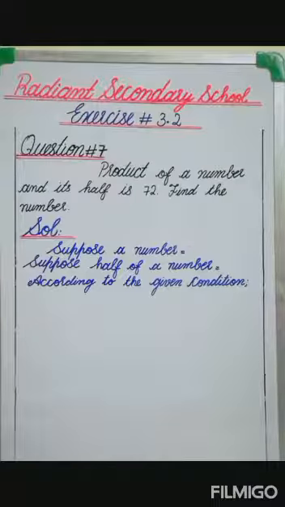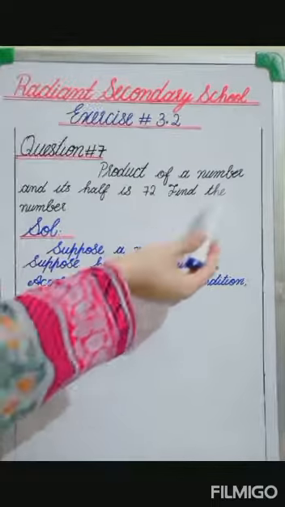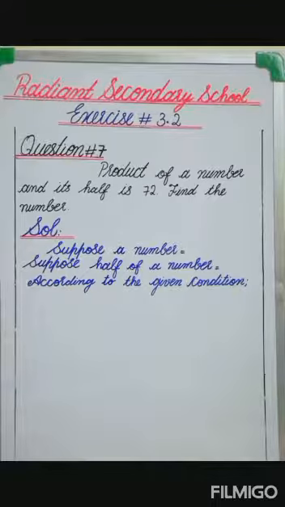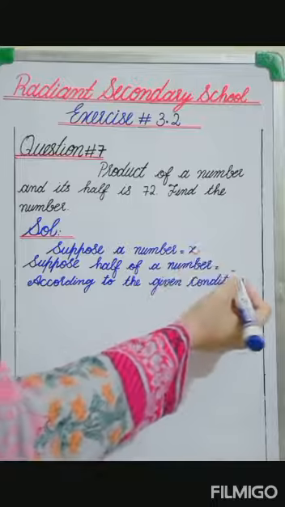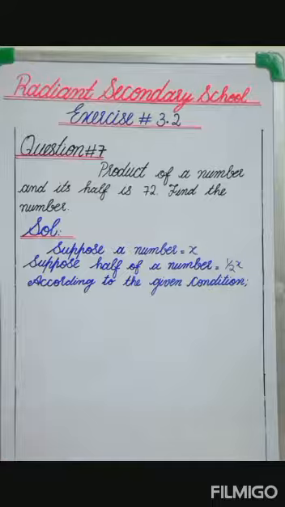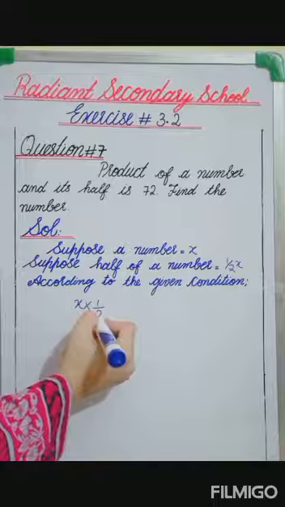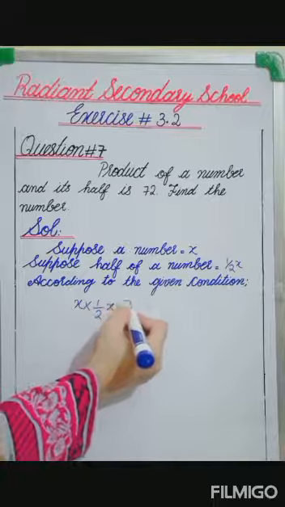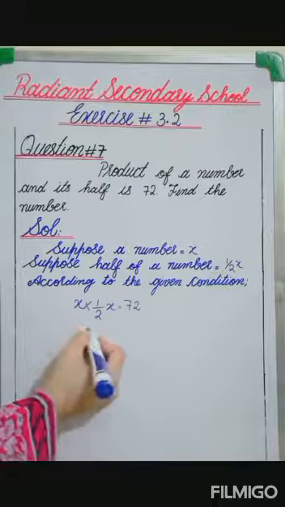Okay students, now move on to question number 7, that is, the product of a number and its half is 72. Find the number. In this question, firstly we have to suppose a number is x and half of the number is 1 by 2x. According to the given condition, now we will make the equation: product of a number and its half is 72. Product means multiply. So x multiply 1 by 2x is equal to 72. Now you can see x multiply x, then we get x square.